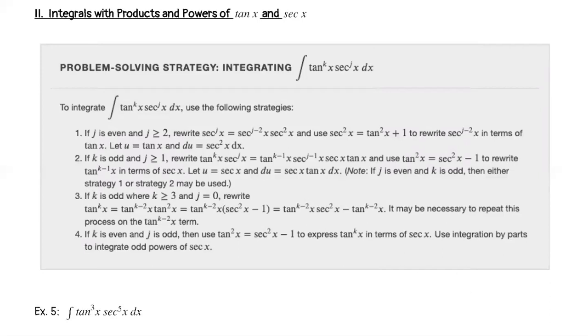All righty. So let's take a look at integrals with products and powers of tangent x and secant x, okay? A lot of these strategies are going to be very similar to what we looked at before, in the sense that if things are even or odd, that is going to help us make some decisions. Now, there's an extra rule here, and it's not as cut and dry as the sine and cosine ones, but I think once we do a few of those, we'll start to feel a little bit more comfortable making those decisions.